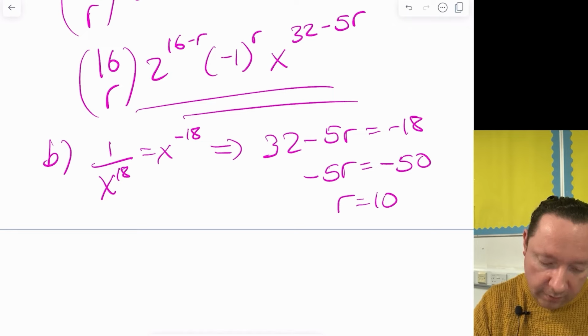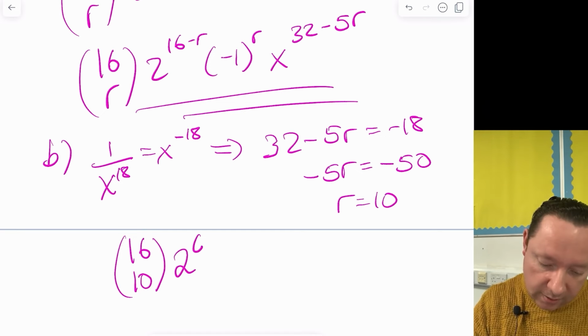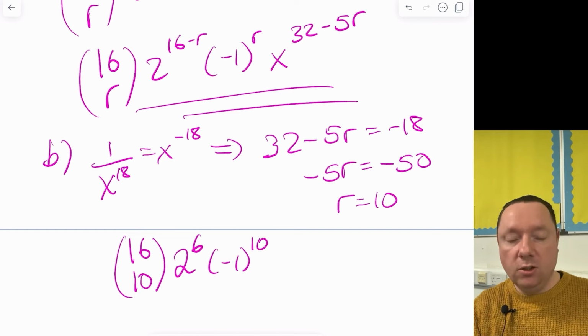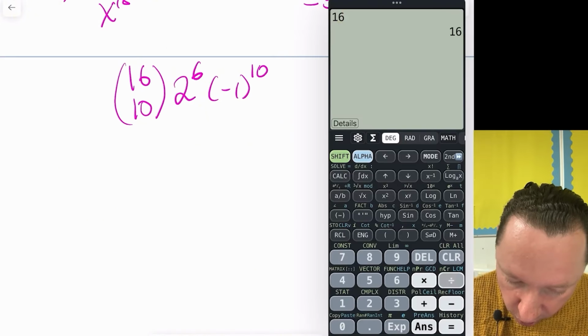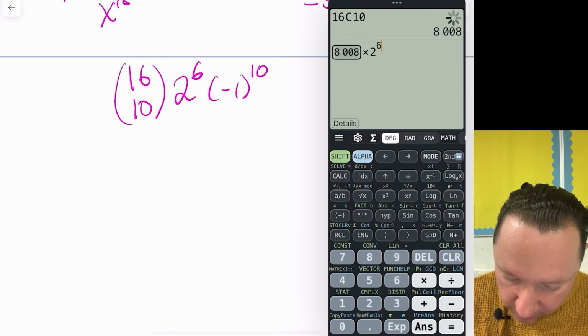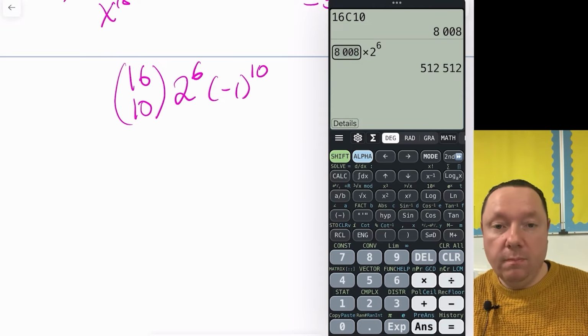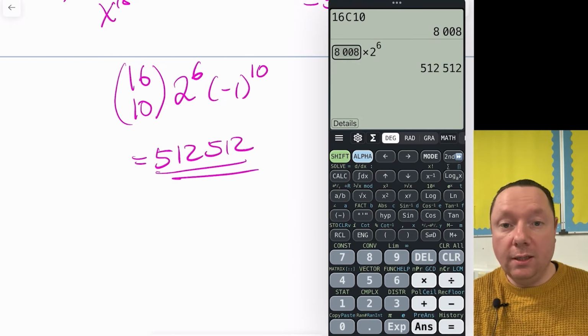And now we know that, it is easy. We get 16 choose 10, 2 to the power of 16 minus 10, which is 6, minus 1 to the power of 10. And it's just a coefficient, so we don't need to write anything to do with x. It's 16 choose 10 times 2 to the power of 6, and minus 1 to the power of 10 is 1. So that's just 512, and we're done there.